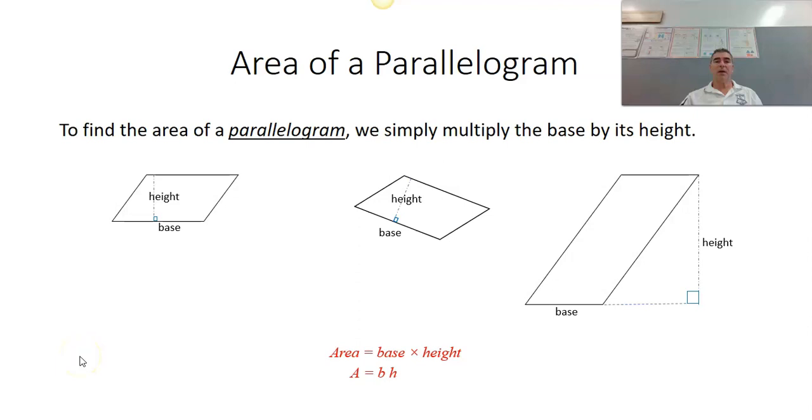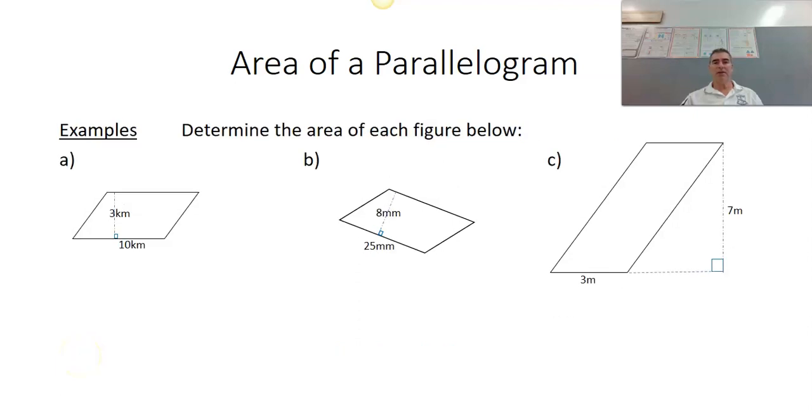So let's look at some examples now. We've got three examples there. We've got a parallelogram with a base of 10 and a height of 3. Another parallelogram with a base of 25 and a height of 8. Remembering the base and the height are always meeting at 90 degrees. And we've got a base of 3 and a height of 7. So in each case, the first thing we need to do is write the rule: area equals base times height.